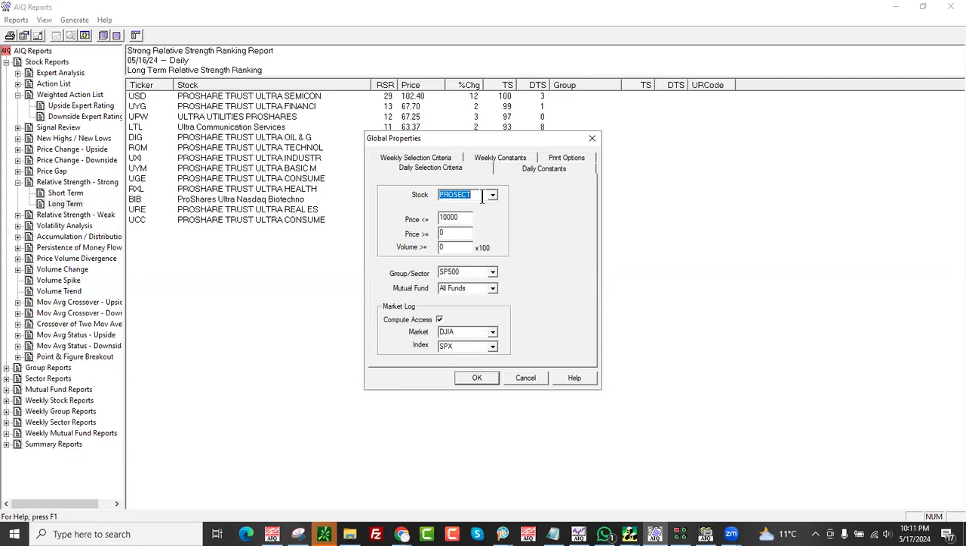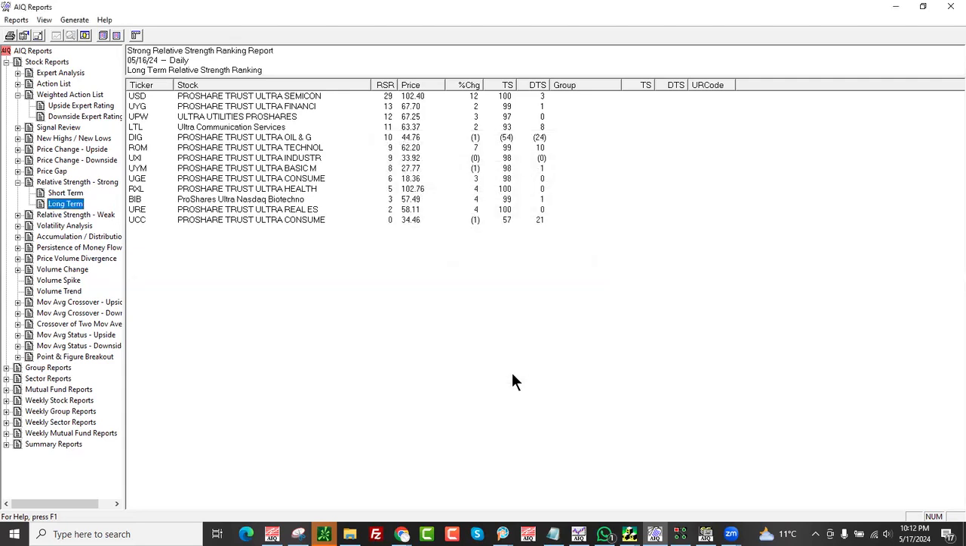So that gives us a little bit more information. We can use any number of these tools to slice into those ETFs to find which ones are trending strong, price change upside, downside, persistent money flow. In this case, what we're looking at here is the strong relative strength ranking report on the long term, and here's the short term as well.